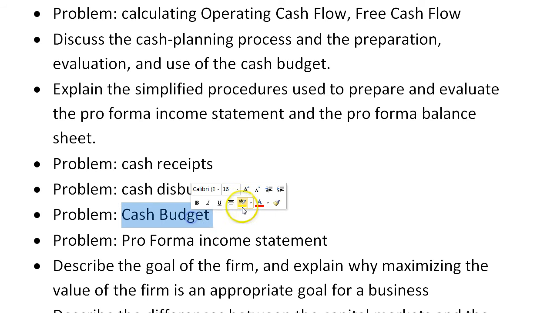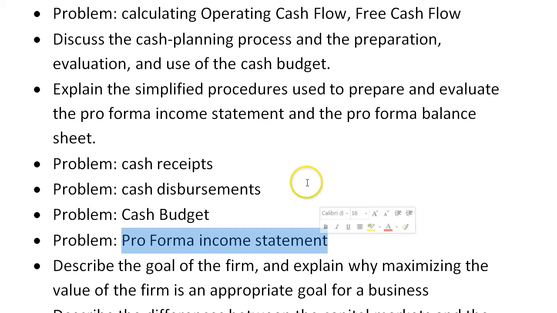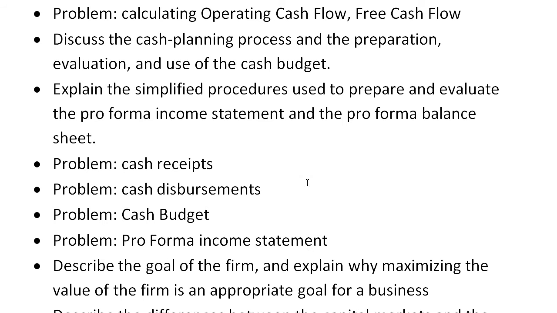And finally, also calculating a cash budget, much like the homework for chapter 4 and the spreadsheet from chapter 4. And also a problem on calculating the pro forma income statement, again, like the spreadsheet for chapter 4 and the homework.